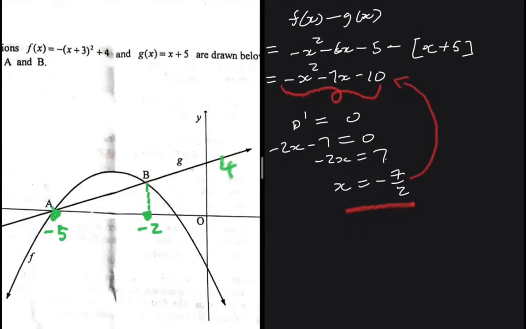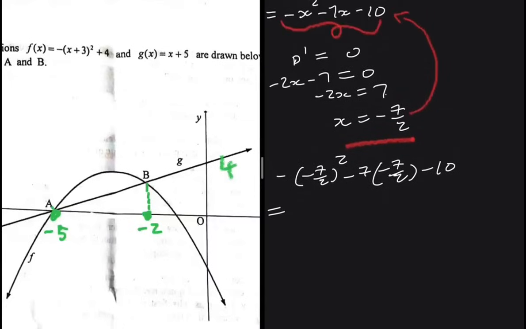So if we sub x into that equation, we're going to have minus (minus 7 divided by 2) squared minus 7 times (minus 7 divided by 2) minus 10. Right, so that is our maximum distance. So let me just put that in my calculator and see what I'm getting. I'm getting 2.25 units, right? So the value of k is 2.25 based on what I'm proposing here.